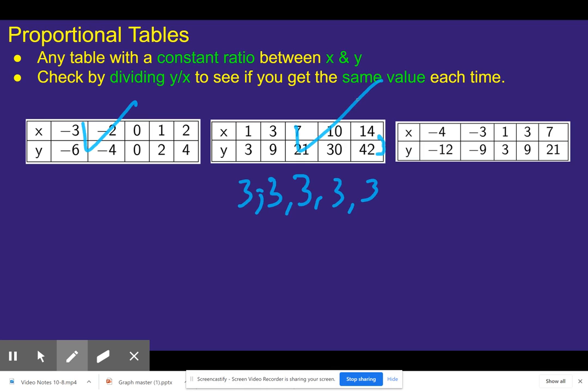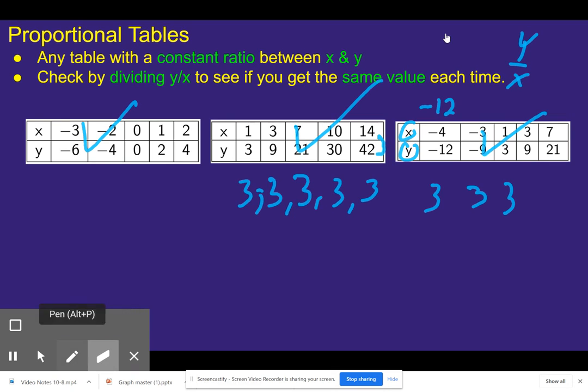So this qualifies. Even with the negatives, remember, we're dividing the y divided by the x, y over x. So looking at that, -12 divided by 4, well, that's -3. -9 divided by 3 is -3. -3 divided by 1 is -3. So again, this one qualifies as well. That's how you check to see if a table is proportional or not.